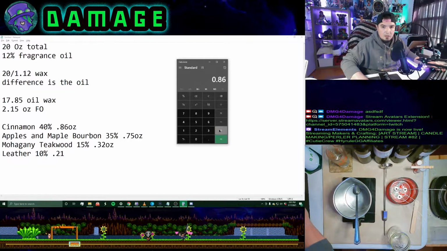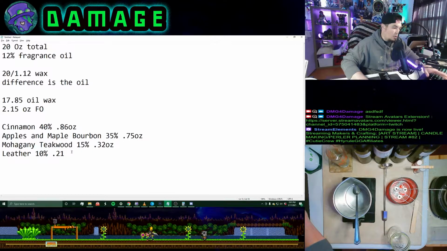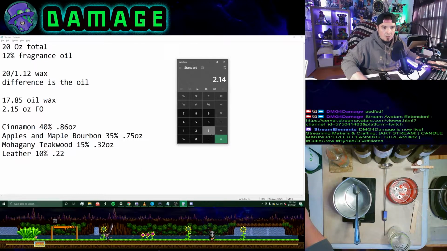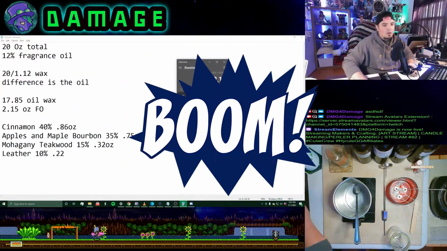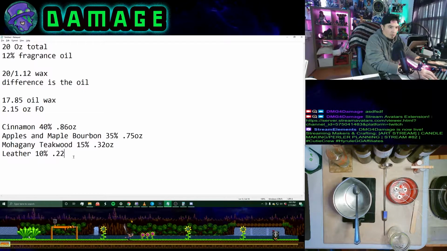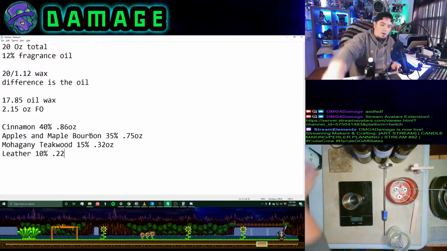So 0.86 plus 0.75 plus 0.32 plus 0.21 equals 2.14. Okay, so we need to go ahead and do 2.2. Let's go ahead and do 2.2. 0.86 plus 0.75 plus 0.32 plus 0.22 equals, there we go, boom, 2.15. And that is how many ounces I will be weighing out here. All right.